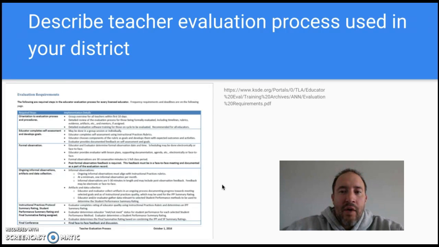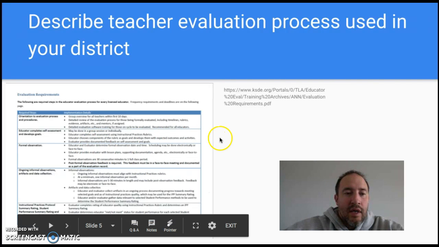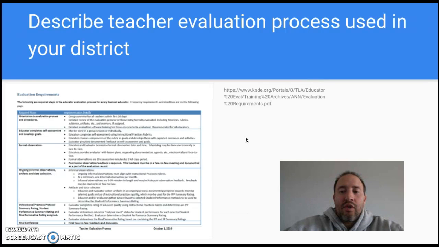So the way that our evaluation process is in our district, you can see over here in this picture the evaluation requirements. You have an orientation, do a self-assessment, and create our own goals as teachers. Then there are observations and data collection. We then have a summative meeting about our evaluation, and then a final conference with face-to-face feedback and discussion on how we can improve as teachers and what we're doing well.